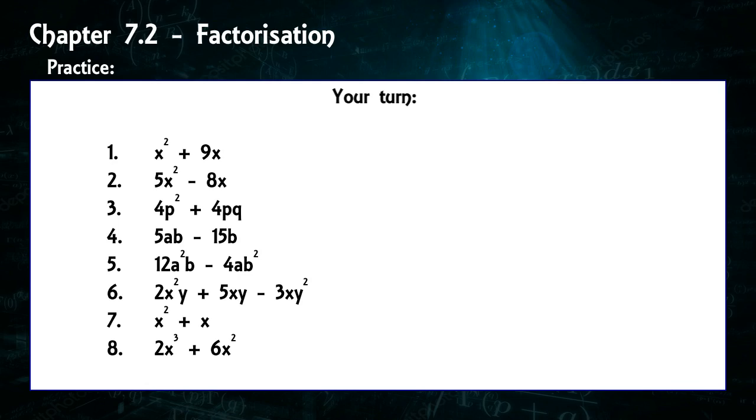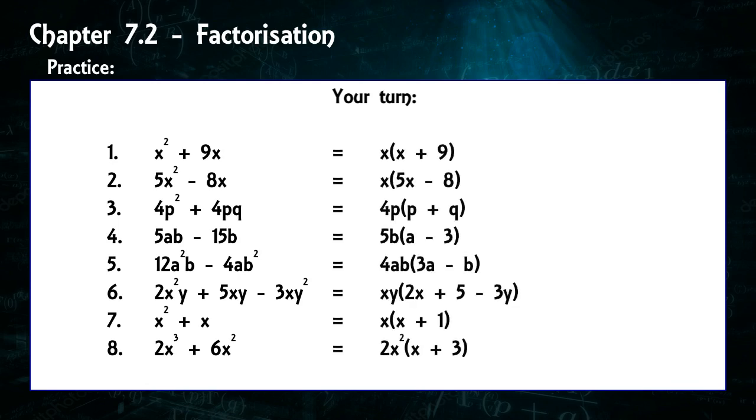Finished? Then here are the answers. The common factor of the first and the second ones is only the x. The common factor of number 3 is 4p with p plus q inside the brackets. With number 5 we can divide by 4 and take an ab out, leaving us with 3a minus 1b, which we of course only write as 3a minus b.